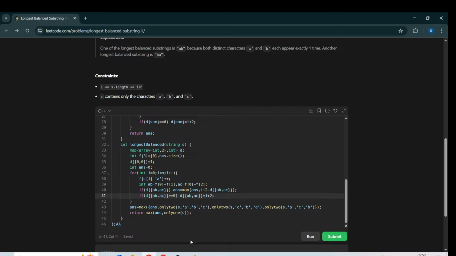I hope you got the solution. The overall time complexity is order of n, and we are using maps, so it can also introduce a time complexity of log n here. That does not matter because n is 10 to the power 5 here. I hope you got the solution.